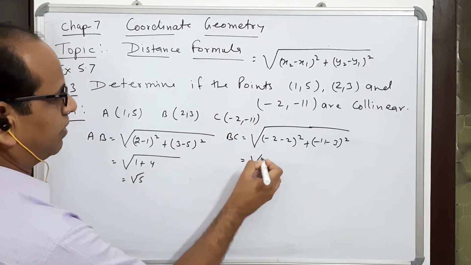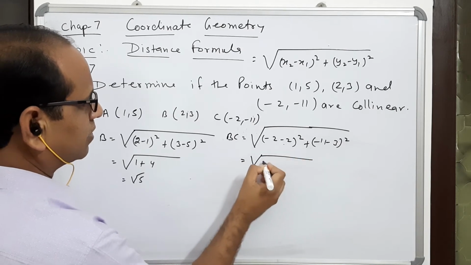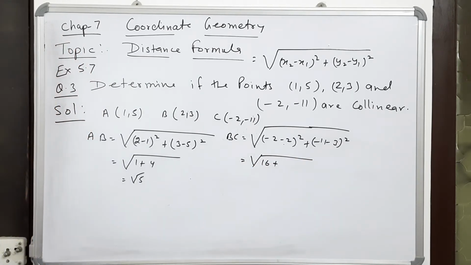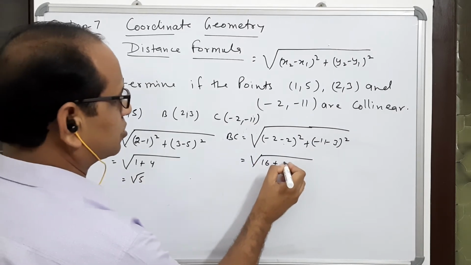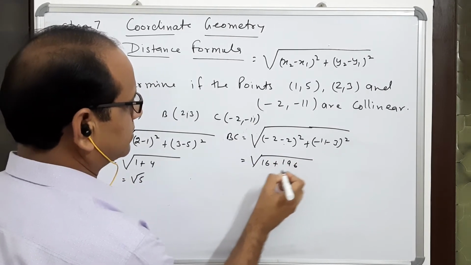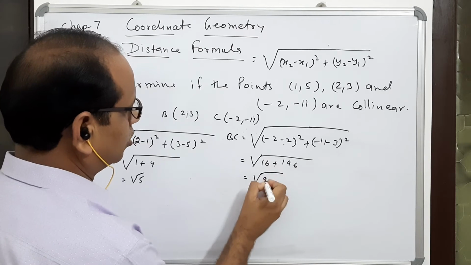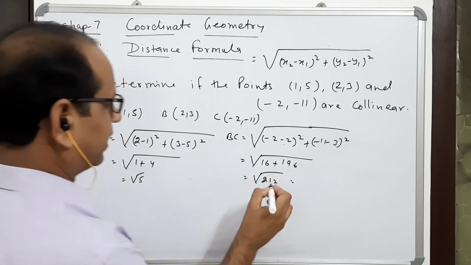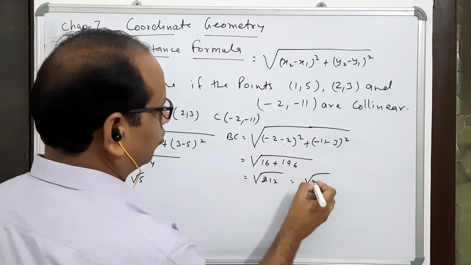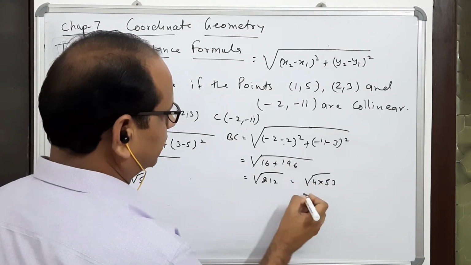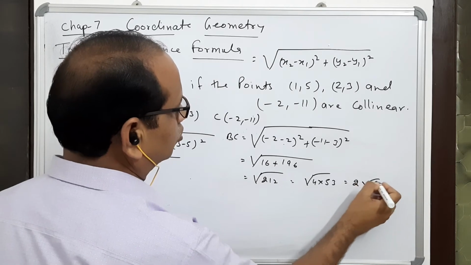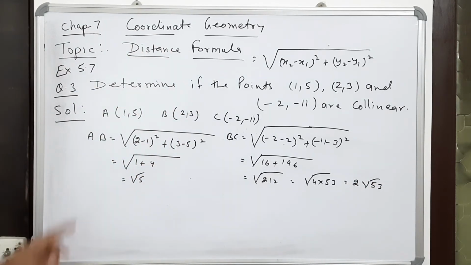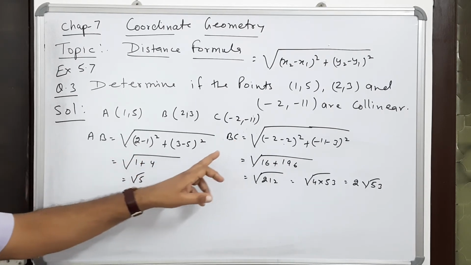So this part will be minus 4, so it is 16, is it okay? And minus 14, so it is 196. So this answer is 212. And 212 can also be written as 4 into 53, so it is 2 root 53. That is the length BC, and the earlier one is the length AB.